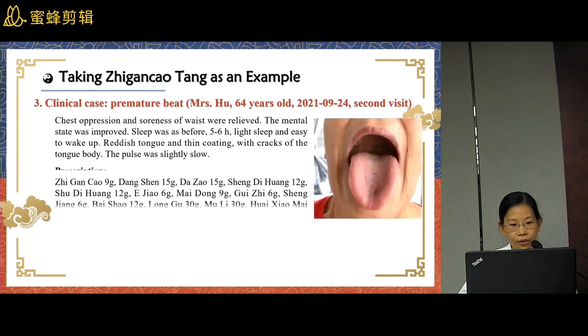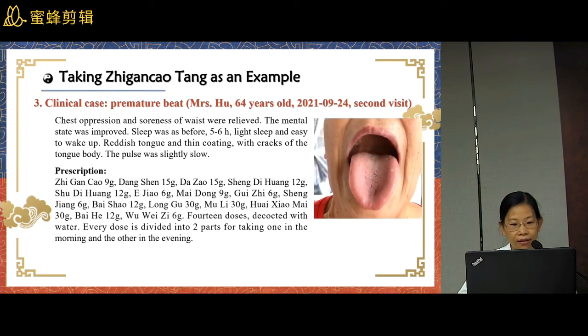Now let's have a look at the feedback of the patient after taking medicine. She said chest oppression was relieved obviously and palpitation disappeared. Soreness of waist and mental state were largely improved. Sleeping was the same as before, 5 to 6 hours, light and easy to wake up, but she took less diazepam. We can see from the photo that the tongue is reddish with thin coating.